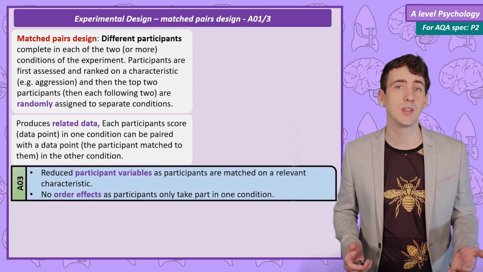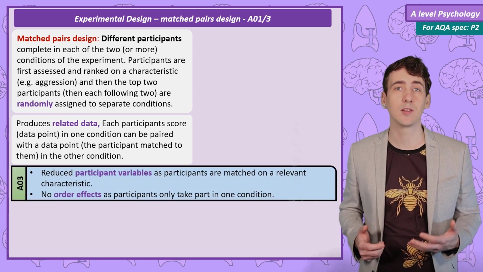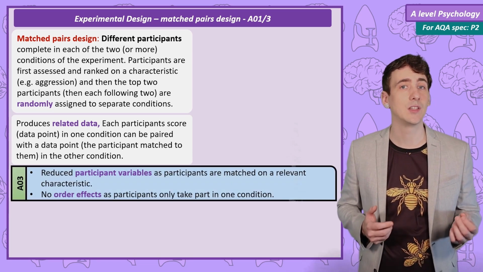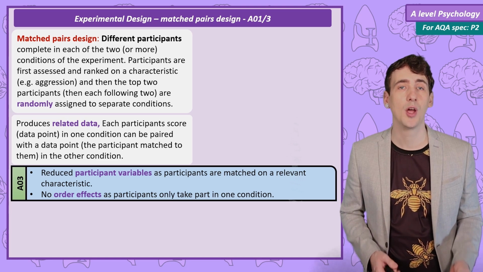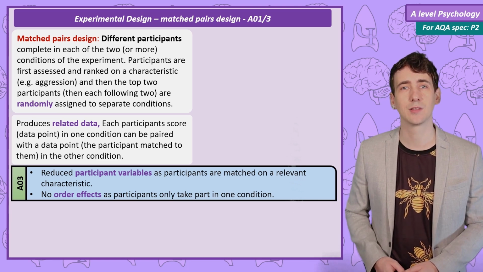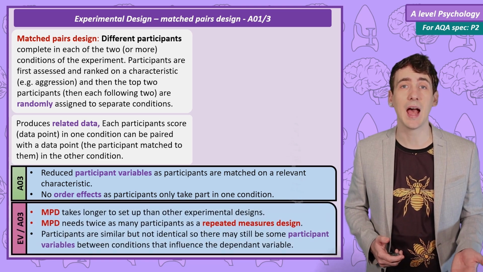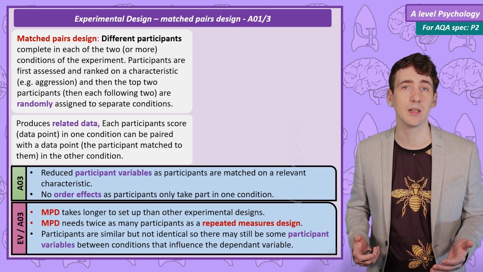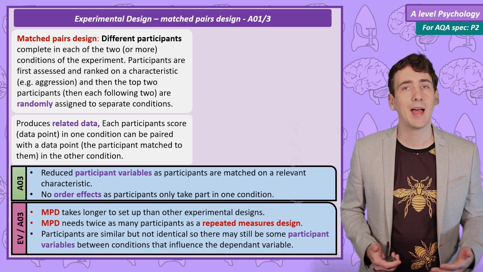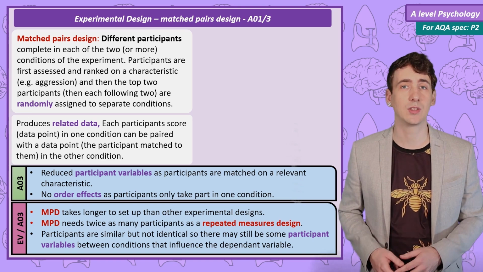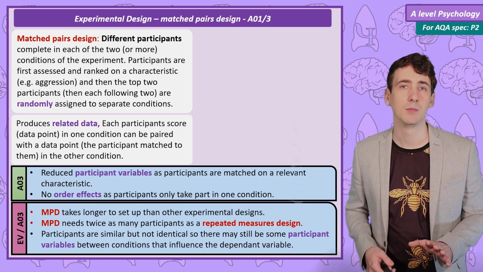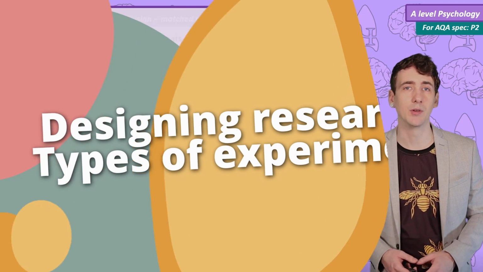And as the participants are similar to each other, we've reduced the effect of participant variables. And as each participant only takes part in one condition, we've also removed order effects. But there are disadvantages. It takes longer to set up a matched pairs design, and we need more participants for the same amount of data compared to repeated measures. And the participants are similar in each condition, but they're not identical, so there might still be some participant variables.